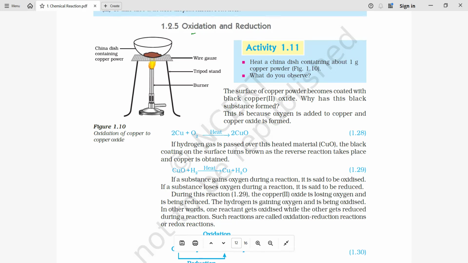Oxidation and reduction. So this is the continuation of the types of reaction. So what types of reactions are there? We started with decomposition, combination. Then we have seen displacement. We have single displacement. Then we have double displacement. And finally, now we'll see about oxidation and reduction. Do you have any doubt in the previous topic?